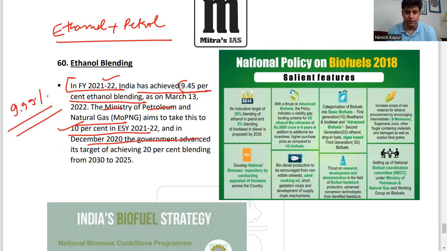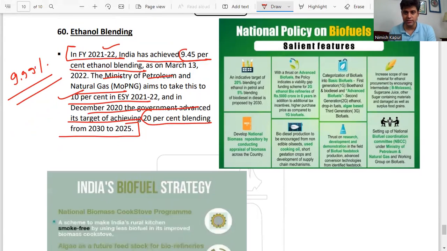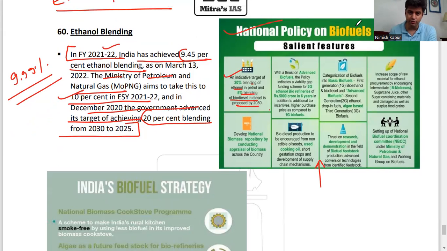And in December 2020, the government advanced its target of achieving 20% blending to 2025, right? So what is the national policy on biofuels? This is very important. Last year, UPSC also asked a question. It is an indicative target of 20% blending of ethanol in petrol and 5% blending of biodiesel in diesel, proposed by 2030. Now they've advanced it to 2025, as I've told you. With a thrust on advanced biofuels, the policy indicates a viability gap funding scheme for 2G ethanol biorefineries.